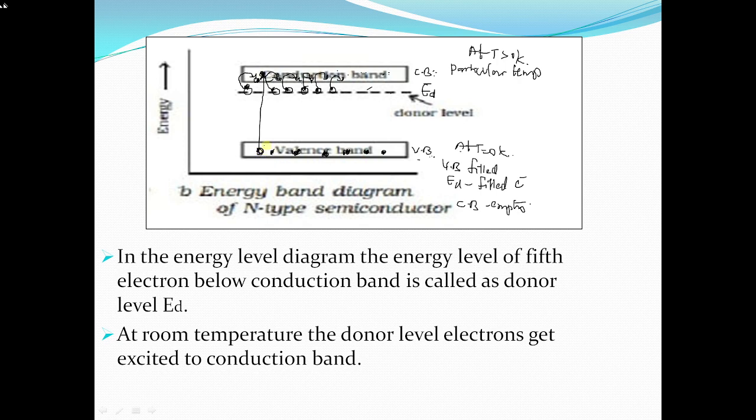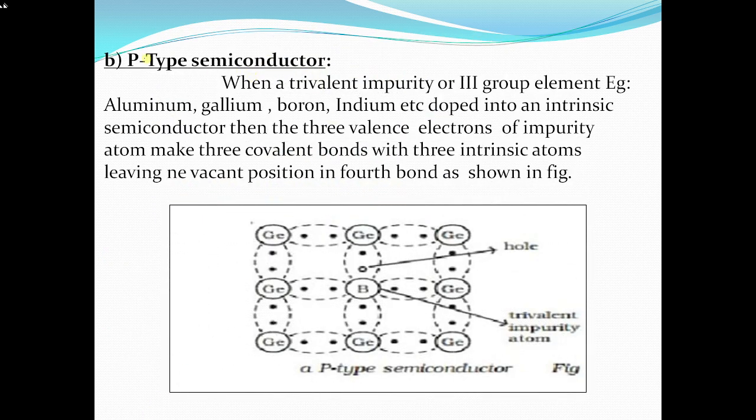Okay, this hole is created in the valency band when you give temperature. That's why these holes are called thermally generated holes, means thermally generated minority charge carriers. So this is about N-type semiconductor.